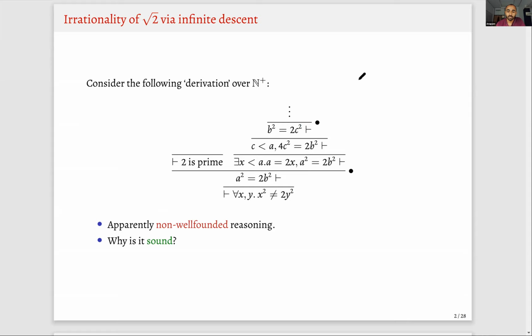But the content of this talk and content of a lot of work on cyclic proofs is to understand precisely why we're able to write structures like this in a sound way and that we know that they're sound while other ones are not sound.